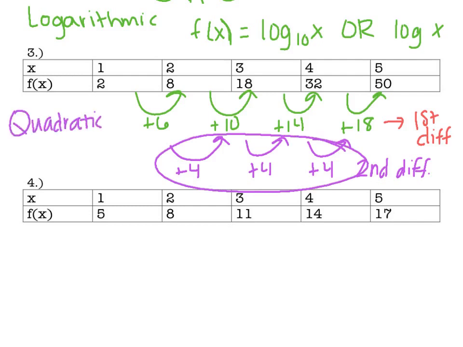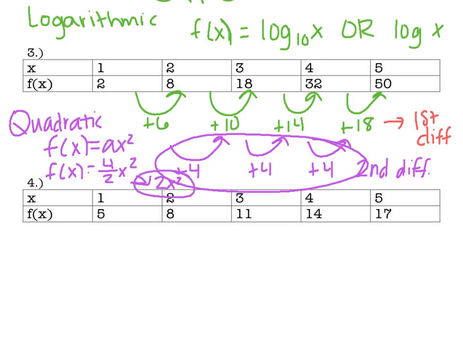And how I get my a value from ax squared is I take the second difference value and I divide it by 2. So in this case, I would say f of x is 4 over 2 x squared, or just 2x squared. And that would be the equation represented by this table.